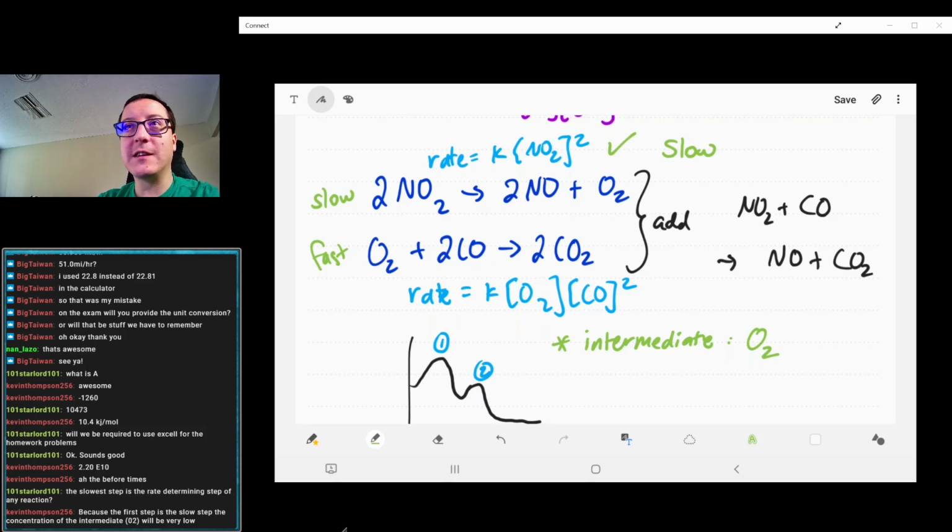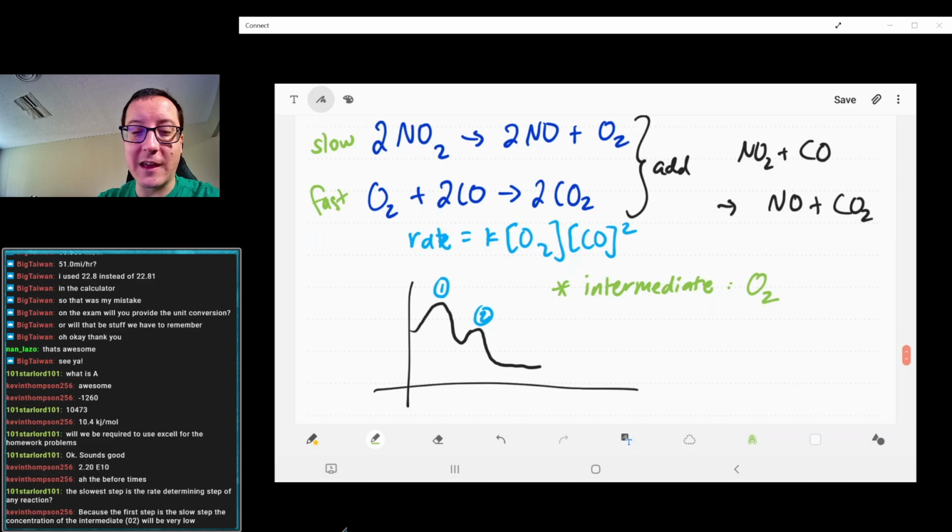Yeah, I would say so, because it's going to react as soon as it is produced, for sure. And so you can see here that the hump for the second one is going to be lower than the hump for the first one as a result. So as soon as we come over that first hump, we're good. We're good to go. We just keep on rolling and we're done.